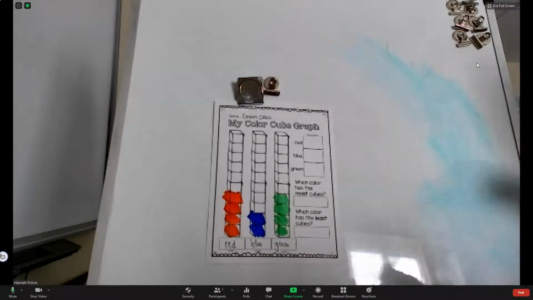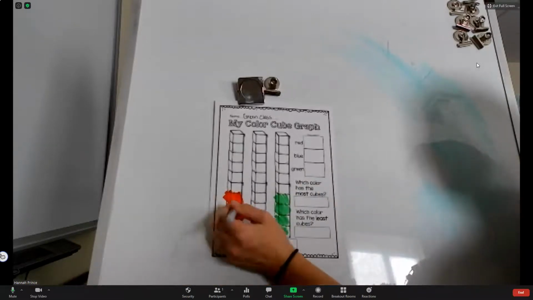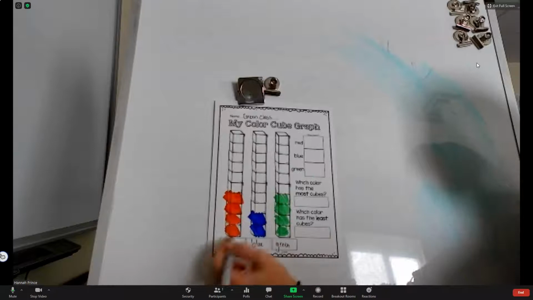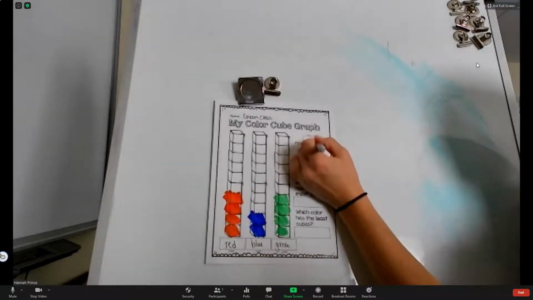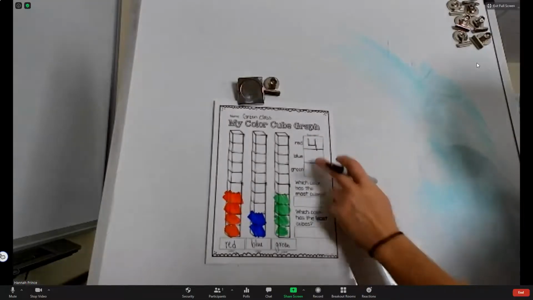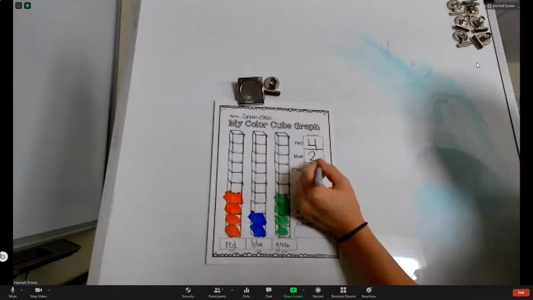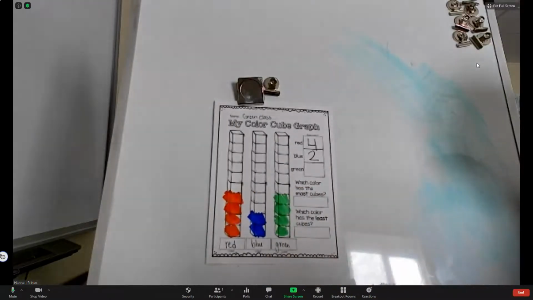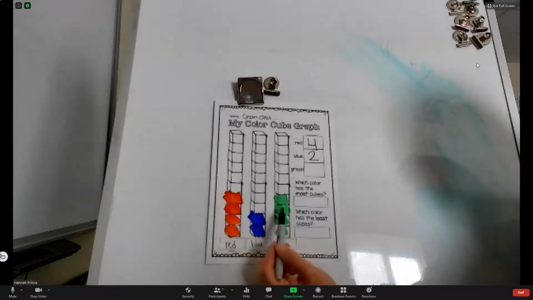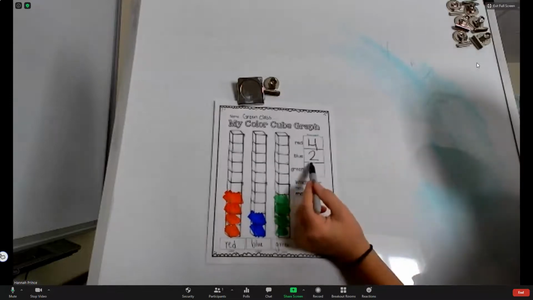It says, how many are red? 1, 2, 3, 4. 4. How many are blue? 1, 2. And how many are green? 1, 2, 3, 4. Ooh, we have 2 that have 4.